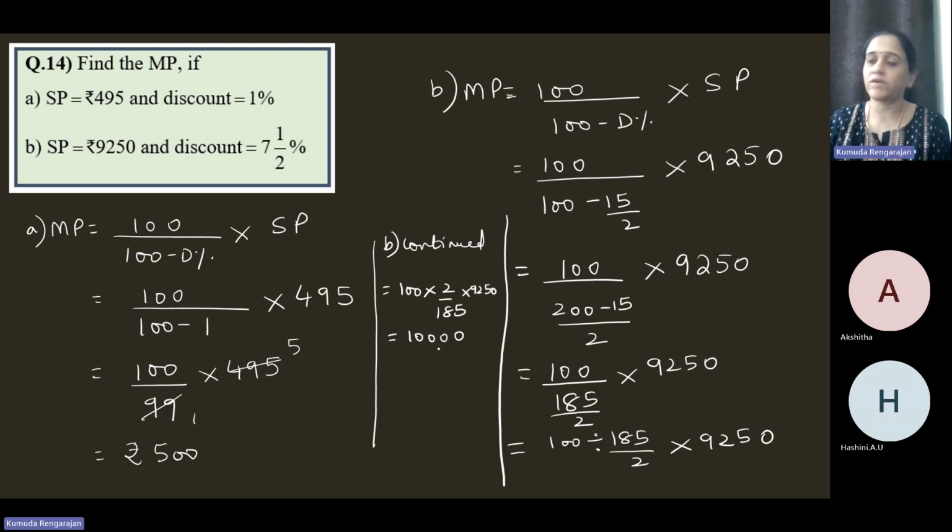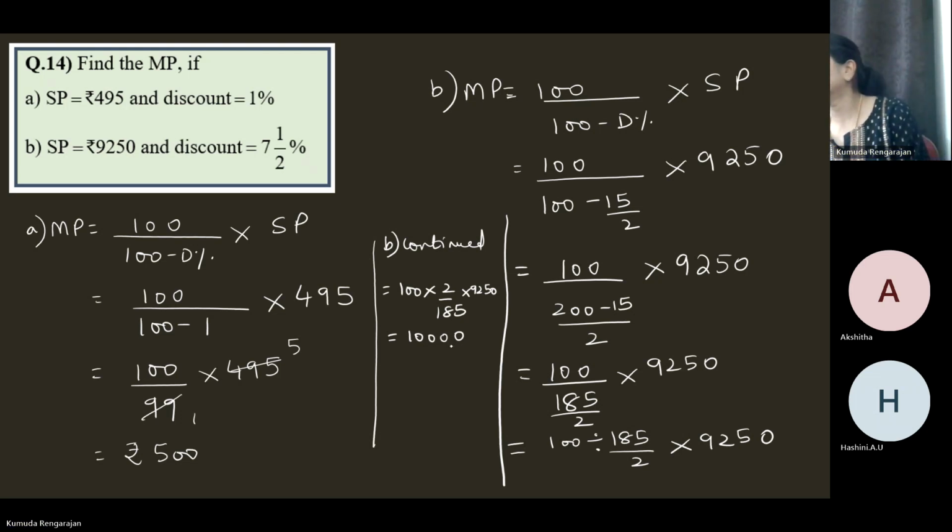MP is 500 and 10,000. Pass. Harini. 15, 14, okay, yeah. Got it right? No. Is it?